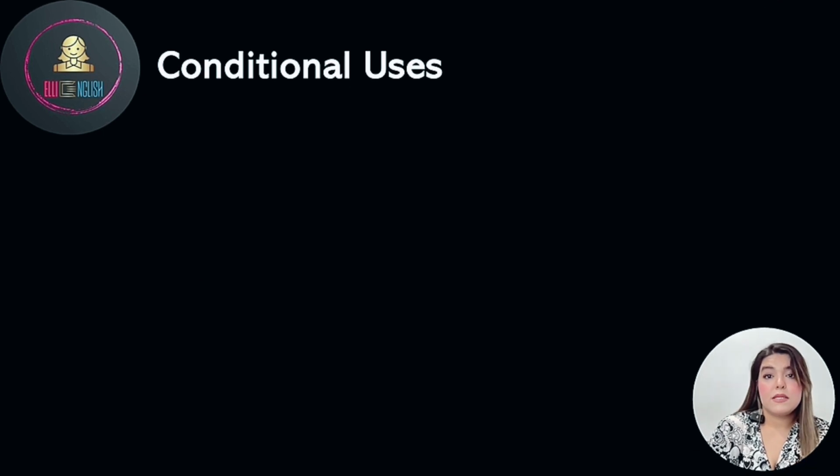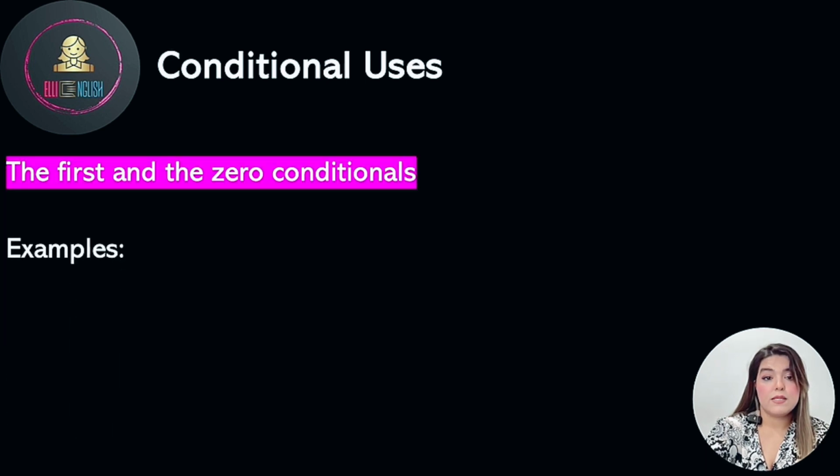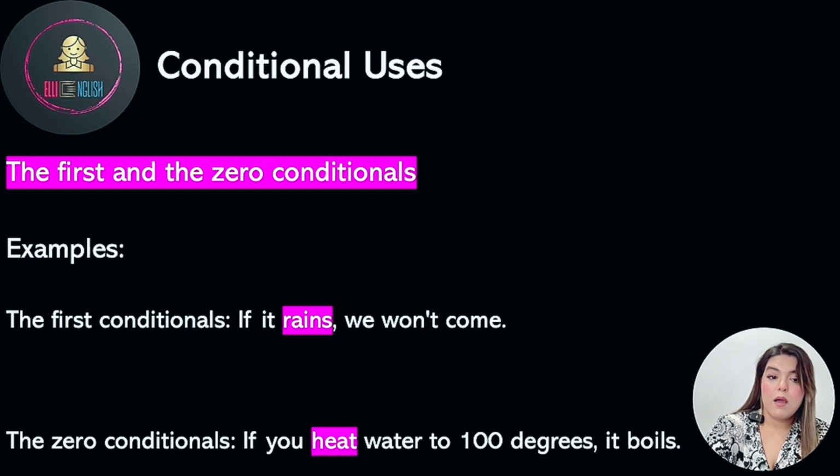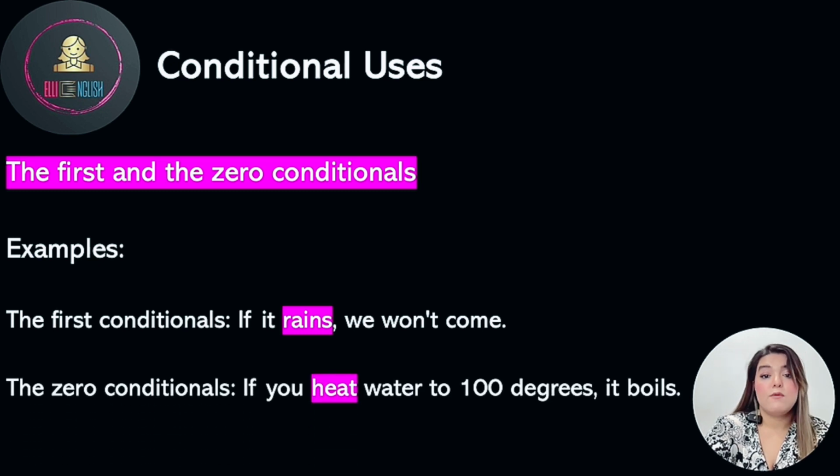And we use the present simple in the first and zero conditionals. Examples: if it rains, we won't come. If you heat water to 100 degrees, it boils. Again, this is a topic which I want to explain in the future lessons.